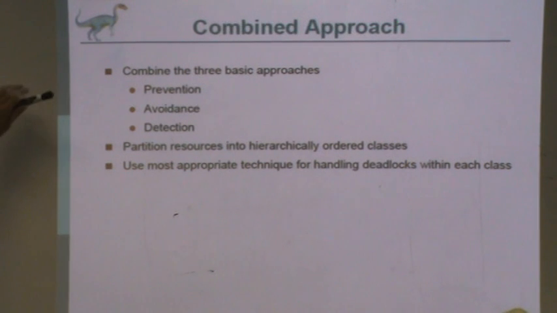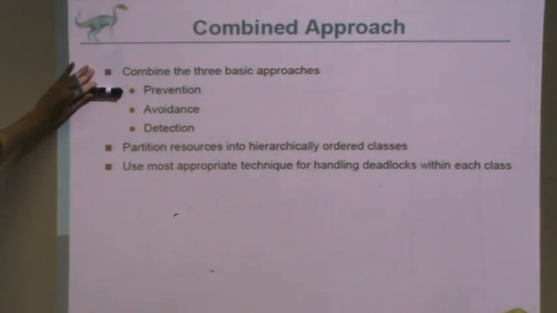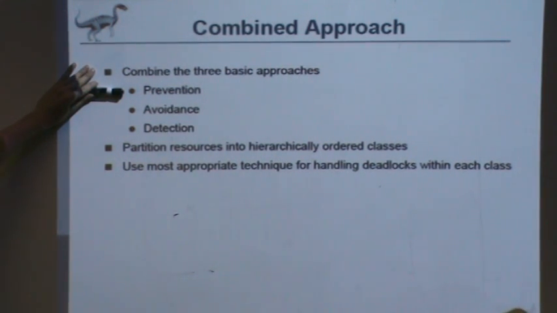Can you define prevention again? Prevention, so a last quick summary. Prevention means we have 4 requirements, right? What are they? Mutual exclusion, hold and wait, no preemption, and circular wait. Why don't we break one of the requirements? Then we may not enter the deadlock situation. But sometimes it's not possible.